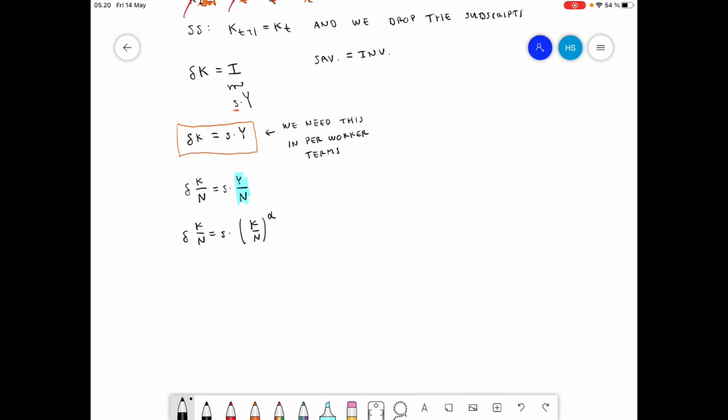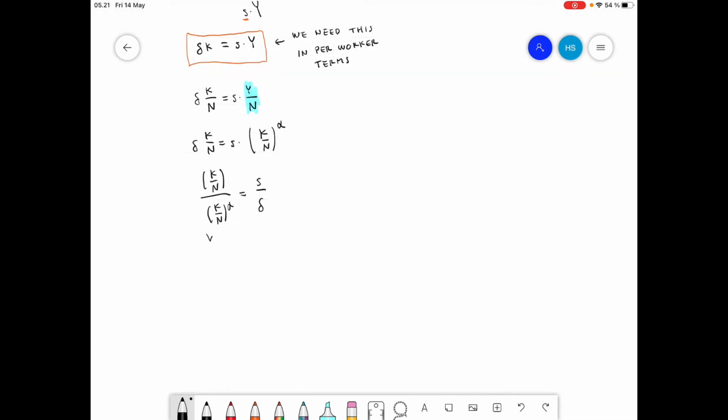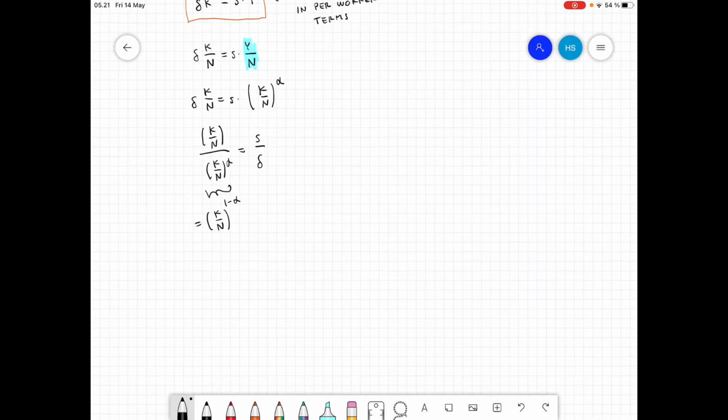Now I divide by (k over n) to the power of alpha on both the left hand side and the right hand side. Why? Because we would like to solve for the capital stock in per worker terms in steady state. And then I also divide by delta on both the left and right hand side. So I get the savings rate over delta. And this here I can simplify. This is the same as (k over n) to the power of 1 minus alpha.